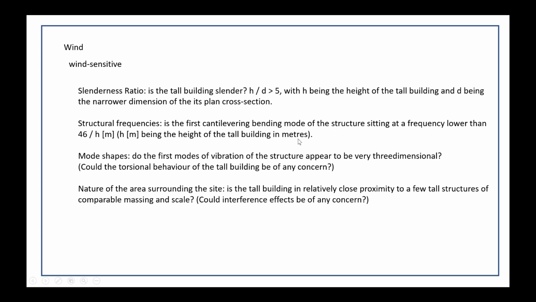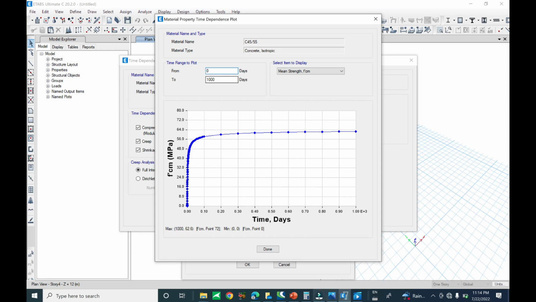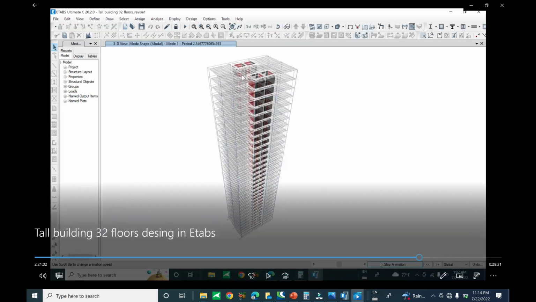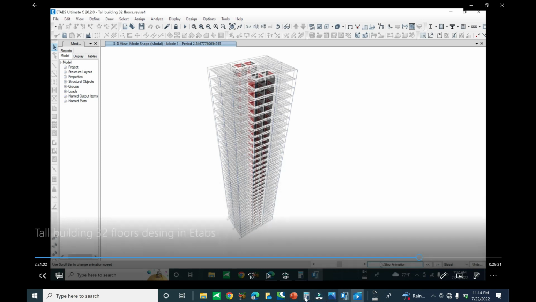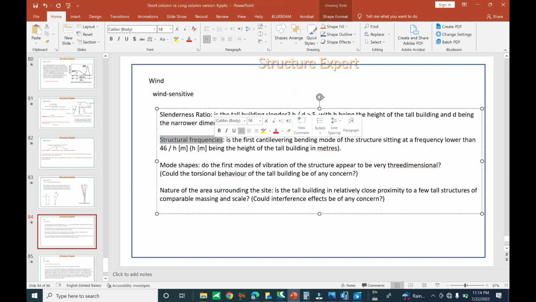So you have to check it when we design in ETABS. When you design in ETABS, after running analysis and design, we check in the first order analysis. You can compare this result. The structural frequency, the structural frequency. Most shapes do the first mode of vibration.